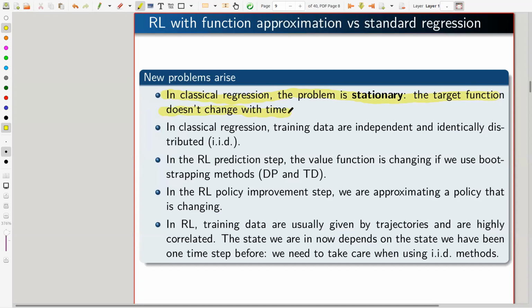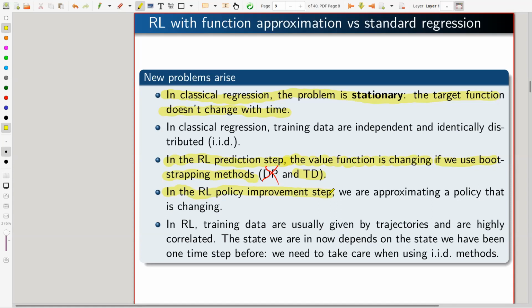While in reinforcement learning, for instance in the prediction step, if you use bootstrapping methods, that is, temporal difference, let's cross out dynamic programming because it is not model-free and we are not interested in this, the value function is changing, because every time you are learning the estimated value function, not really the value function. Of course, if you're doing Monte Carlo methods, you are learning the value function of the policy, which is fixed. But this is only in the prediction step, because in the improvement step, also the policy is improving.